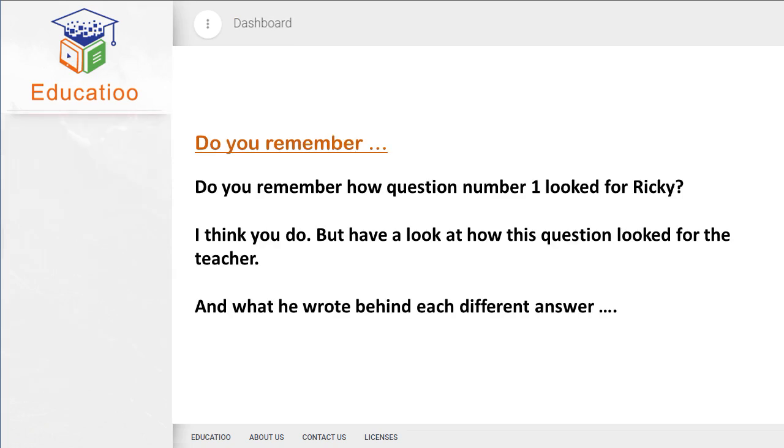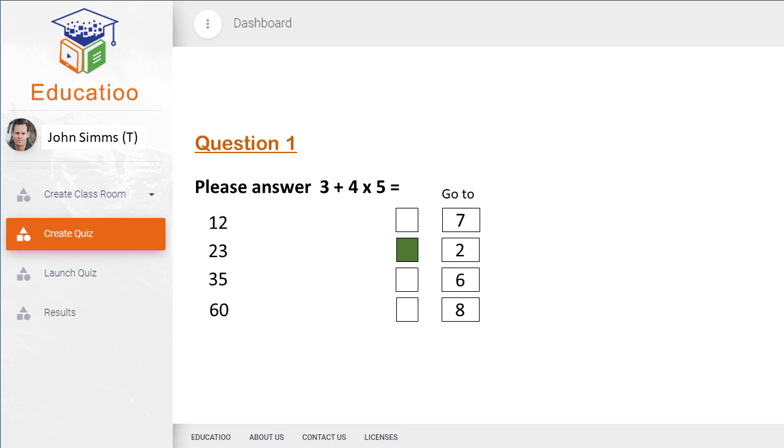Do you remember how question number 1 looked for Ricky? I think you do. But have a look at how this question looked for the teacher, and what he wrote behind each different answer. The correct answer was 23, and this answer would have led Ricky straight to question number 2.